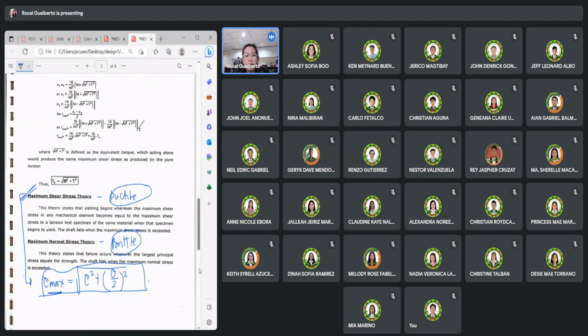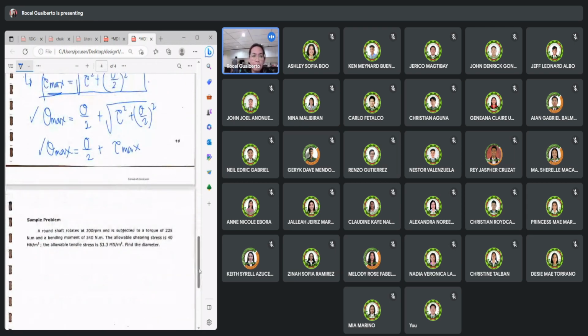Okay, so babalikan natin yung equation. So let us have here the maximum shear stress, ito po ay para sa ductile. Okay? So, tau max is equal to square root of tau squared plus sigma over 2 quantity squared. Okay? So, palitan po natin yung tau at saka yung sigma. So, this would be yung tau, 16T over pi d cubed times 1 over 1 minus k to the 4th. Okay, yan po yun.